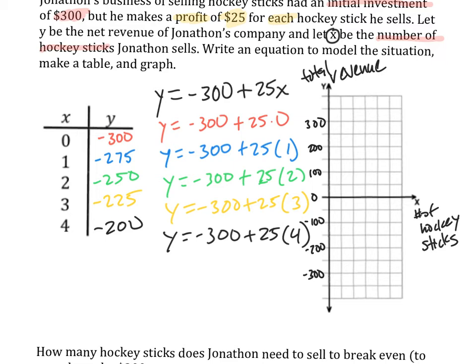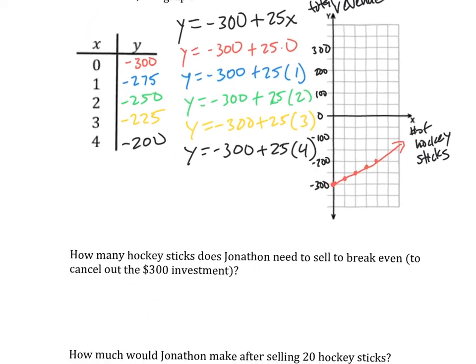So our first point goes down here at 0, negative 300, then our second point will be at 1, negative 275, which will be about halfway there, and then 2, negative 250, 3, negative 225, and 4, negative 200. All right, so our graph looks kind of like that, okay?